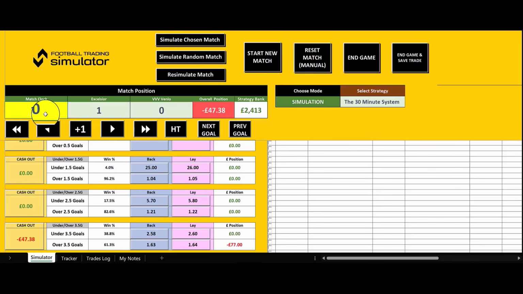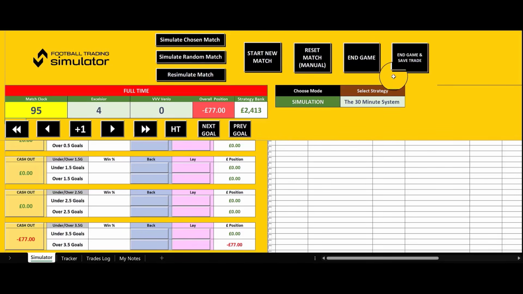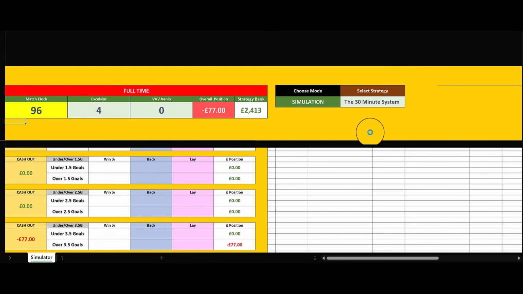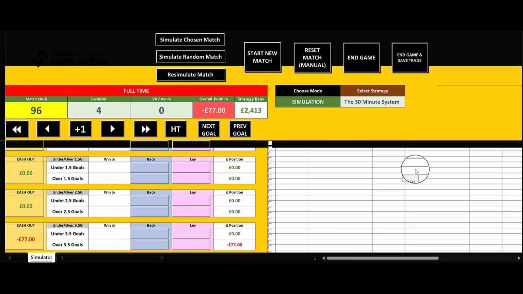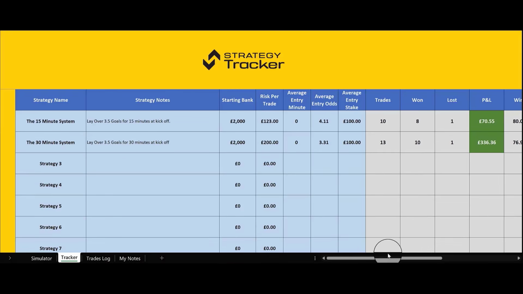Okay, so let's move it forward to, remember, 30 minutes. There were already 3 goals. Let's move this clock forward to 95 minutes. I'm pretty sure this is going to be a loser, and it was just about. Okay, so anyway, we will end that game and save the trade in and get that locked in, and then we're going to have a quick look at the tracker just to assess everything.